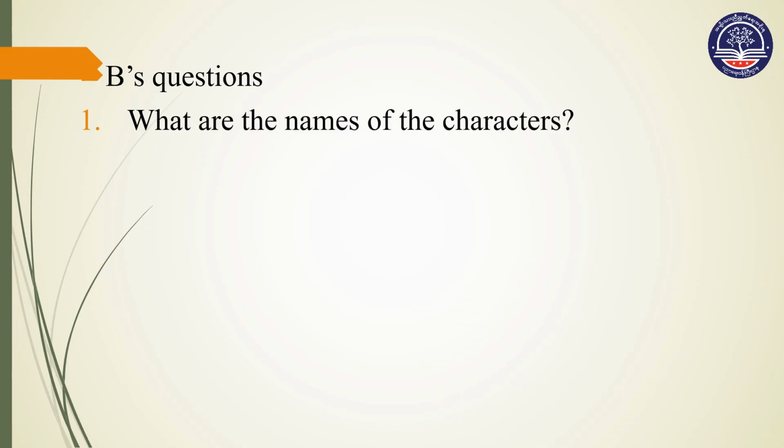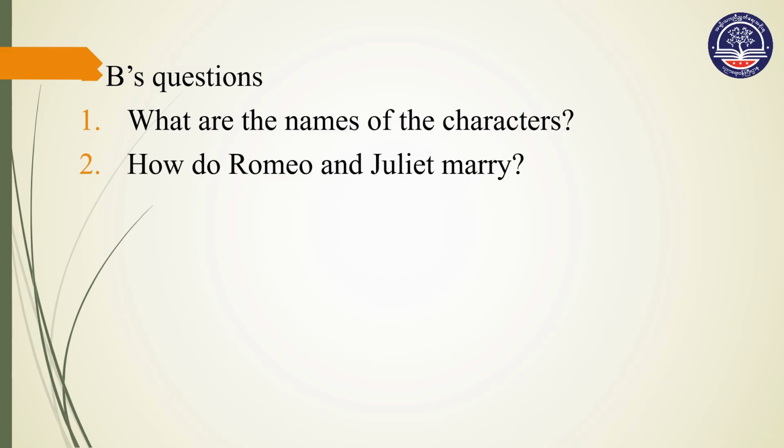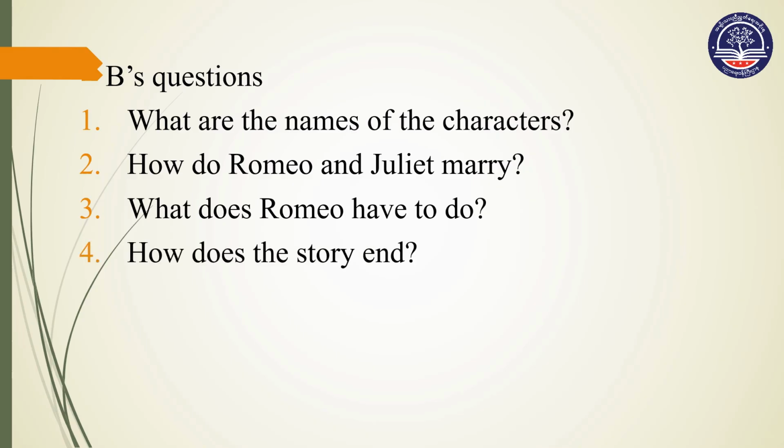Here is the B's question card. Number 1. What are the names of the characters? Number 2. How do Romeo and Juliet marry? Number 3. What does Romeo have to do? Number 4. How does the story end? So here are the A question card and B question card. You have to answer these question cards and then you can fill up your missing words in the passage.